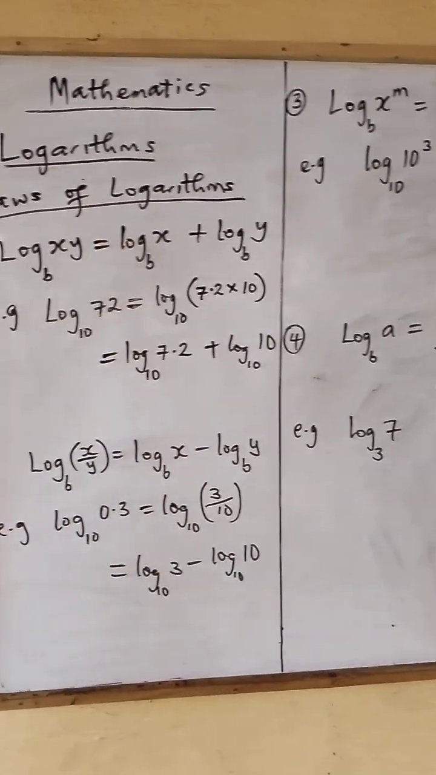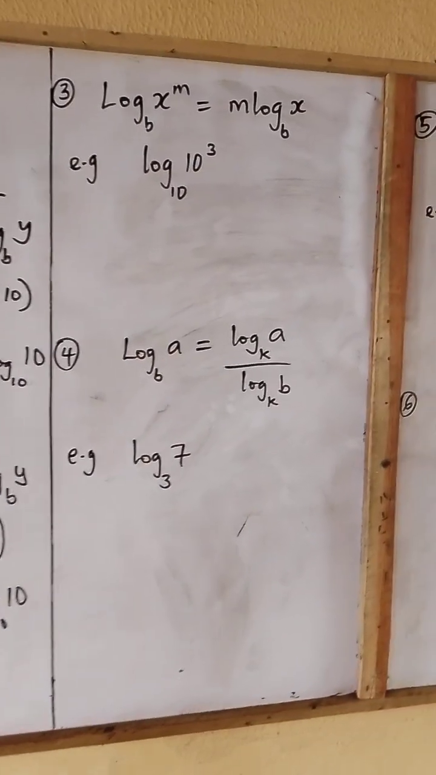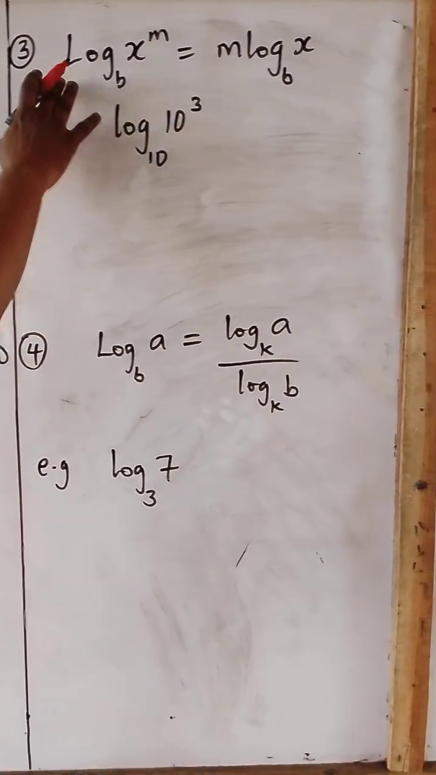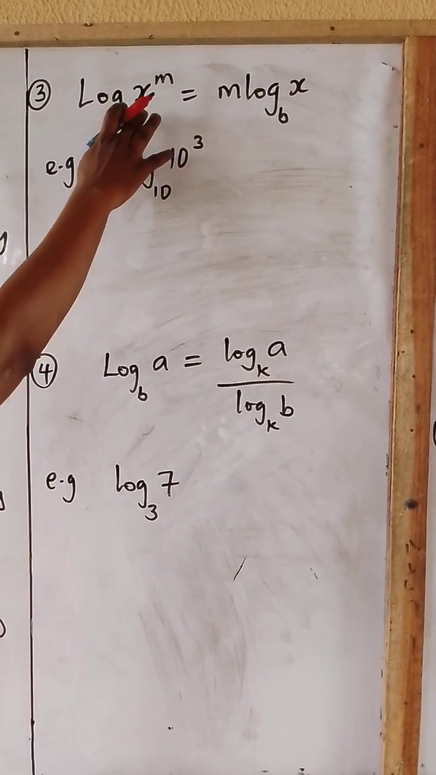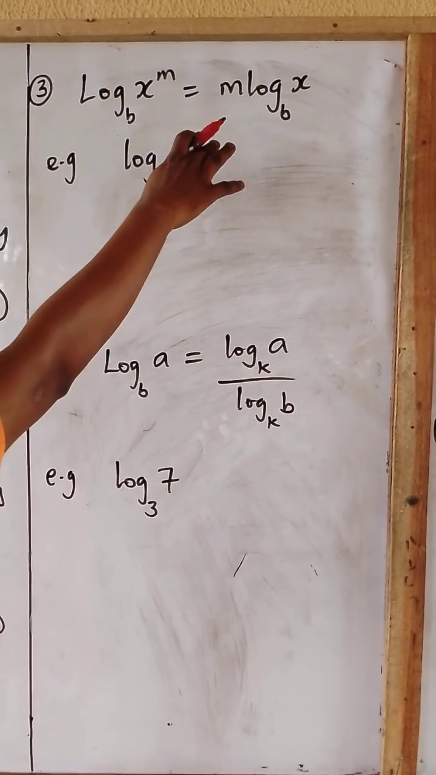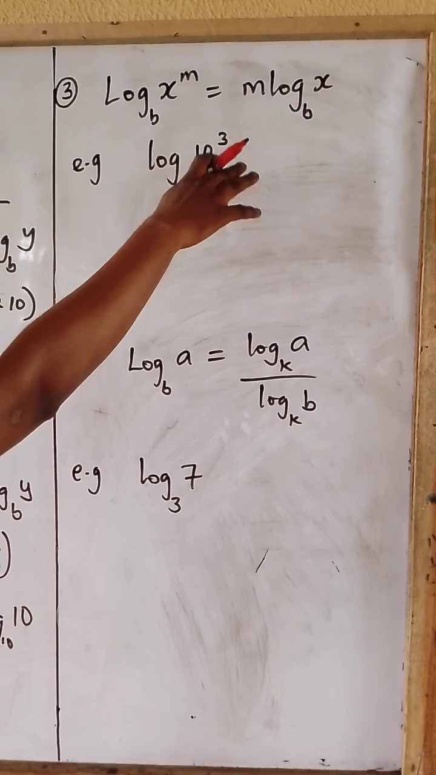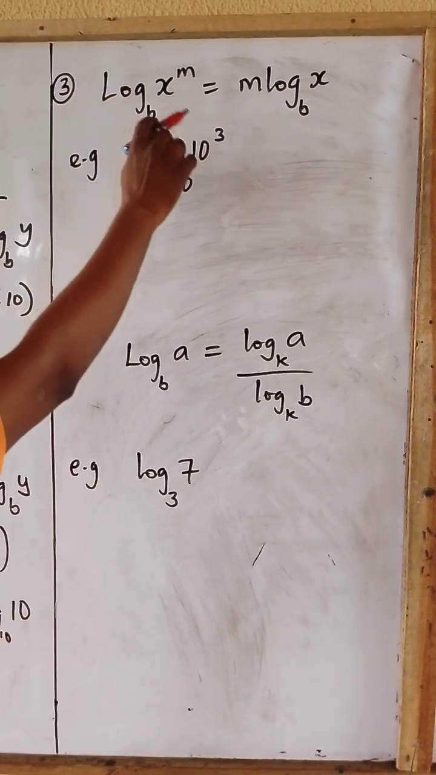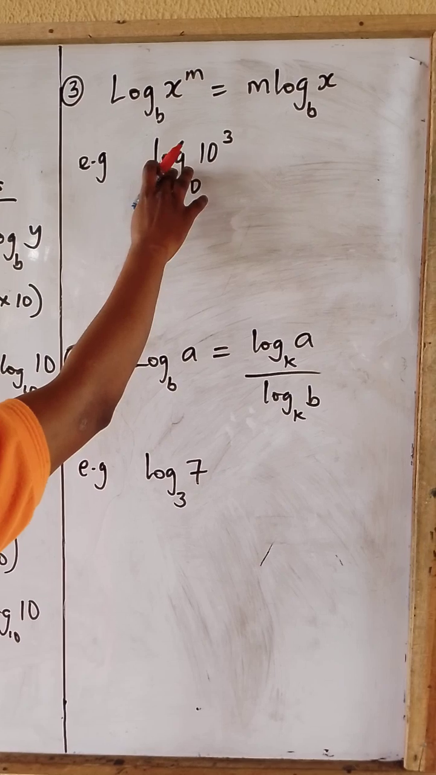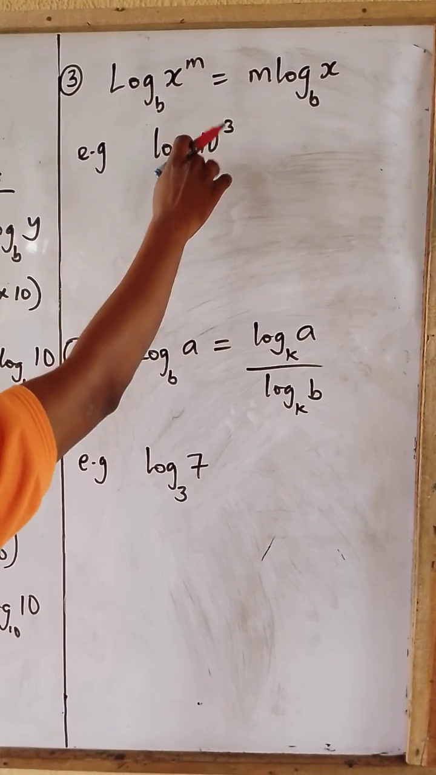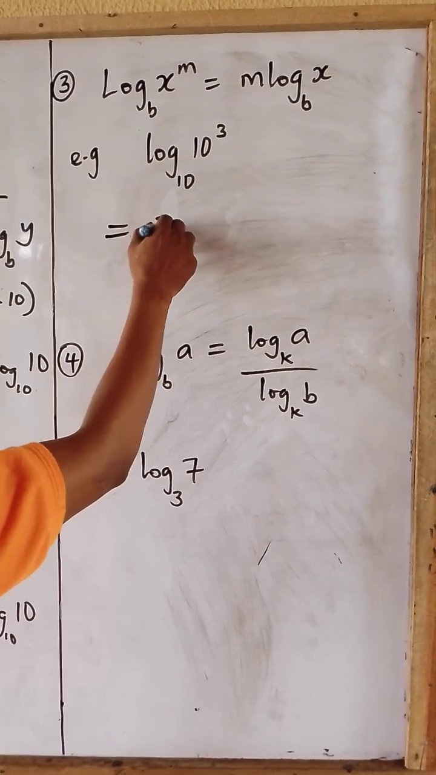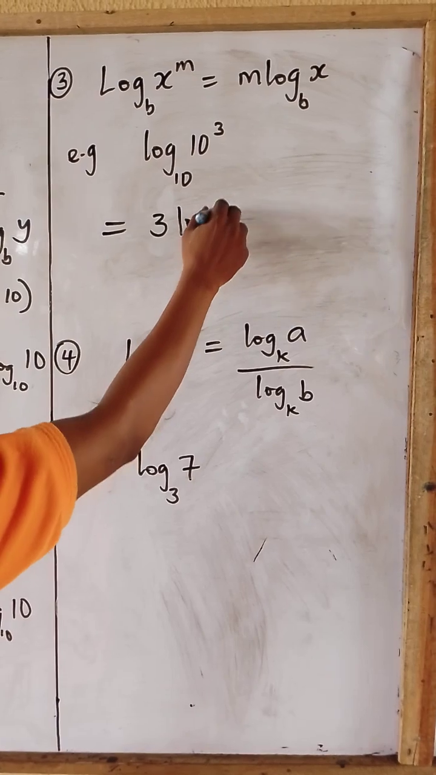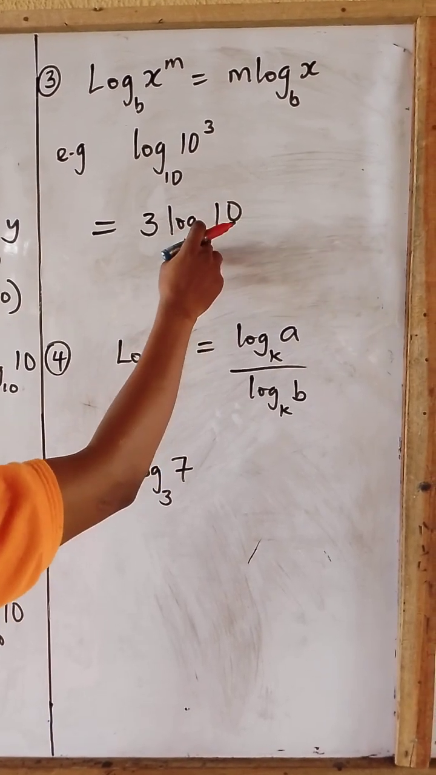Then the third law of logarithm. Log base b of x raised to power m is equal to m log base b of x. That means this power will come to the front of the logarithm here. So therefore, log base 10 of 10 raised to power 3 will also be written in the form of 3 log base 10.